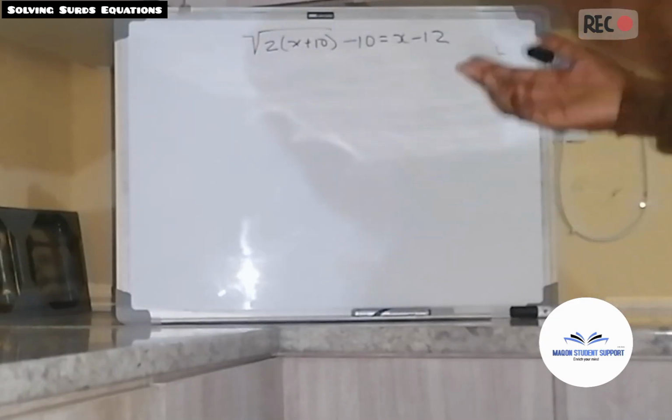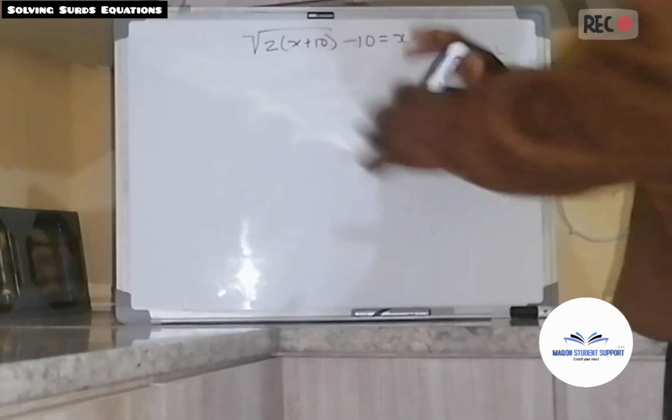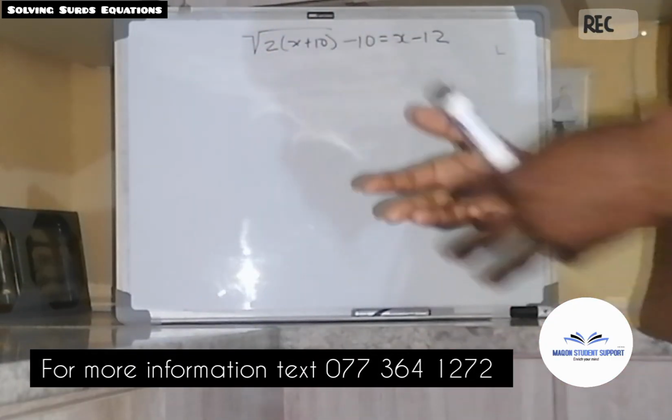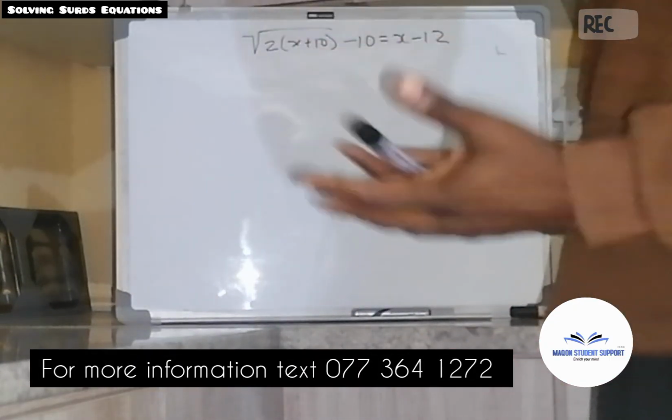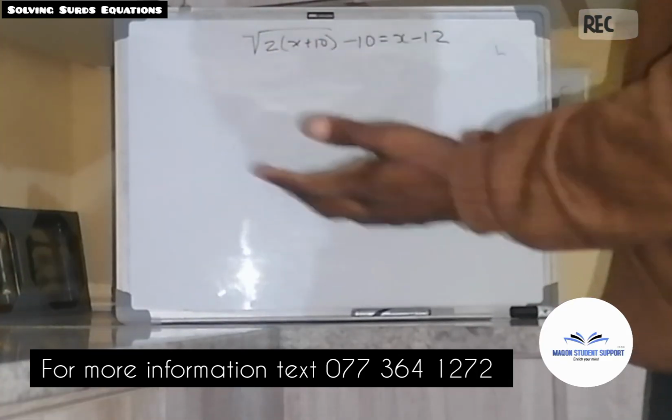So this kind of an equation is a surd form equation, because in the equation that you are given, you are having what? A square root. So every time you're having a square root, it means that it's a surd form equation. And while it's a surd form equation, you must use surd laws.